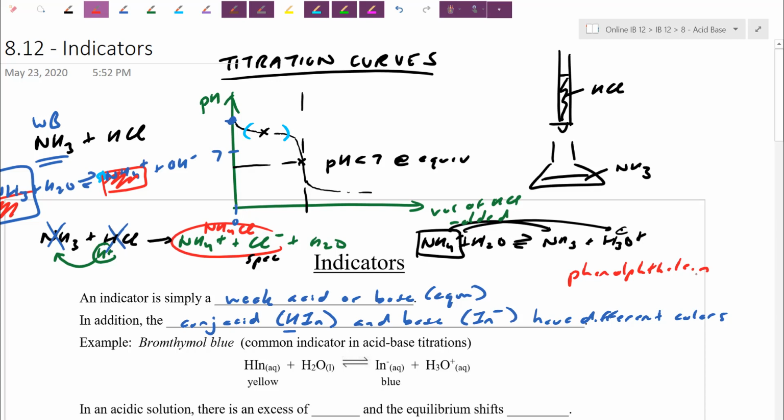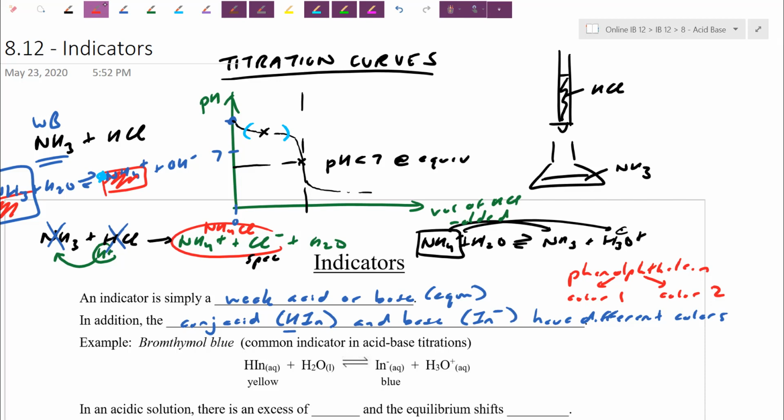Every indicator is its own chemical, it has its own Ka constant. It will have a relatively acidic pH. It's going to have a color 1 when it's an acid. It's going to have a color 2 when it's above that transition point. Even if phenolphthalein was colorless, that's set apart from it being pink. That would still consist of it being an indicator.